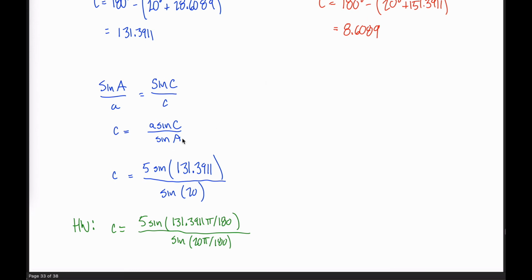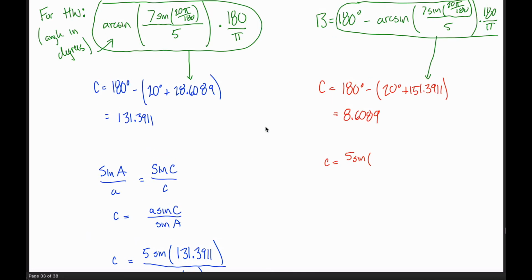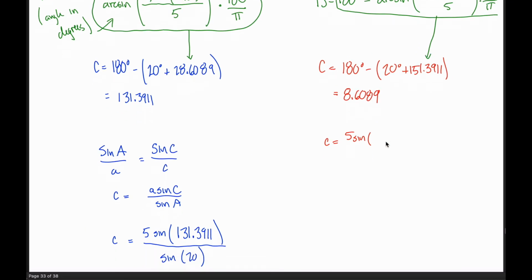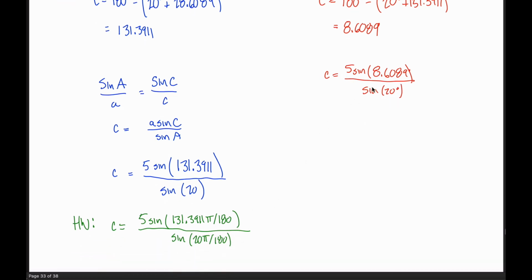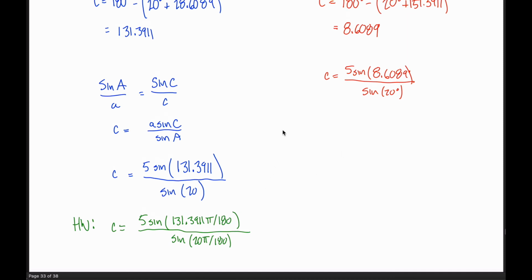Since I've come this far, I suppose I should solve for little c over here. I can kind of exploit some of the work that I did. Little c, if you use this law of sines formula, is a sine of capital C divided by the sine of a. But a lot of this stuff is staying the same. A is still equal to 5. And then I have the sine of, instead of 131.3911 being my degree measure for C, I have 8.6089 being my degree measure for C. And then I divide that by the sine of 20. And again, just like we saw over here in blue, if I wanted to put this into the homework system, I'd have to convert these degrees into radians by multiplying each of them by pi over 180.